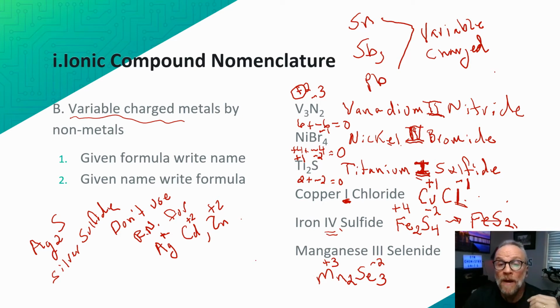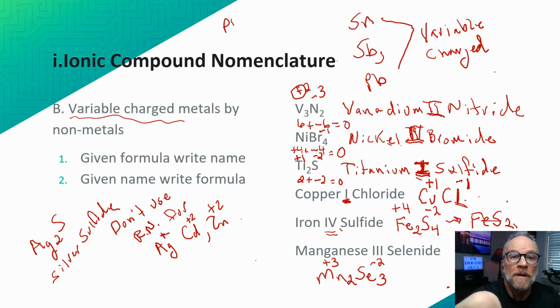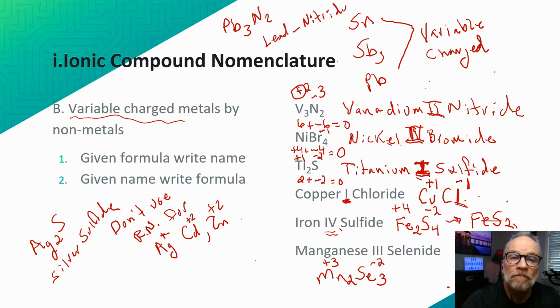All right, let's do an example of one in the main group that you would use Roman numerals for. So let's say that you had Pb3N2. So this would be lead. Nitrogen's -3, so this would be -6. So this has got to be 6. So 3 times 2 will give you 6. So this would be lead 2 nitride.